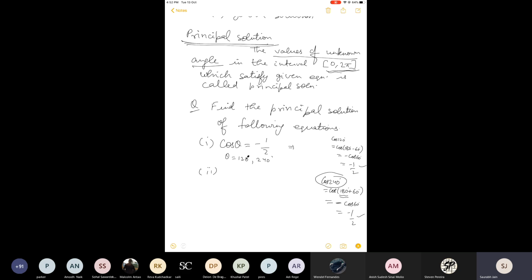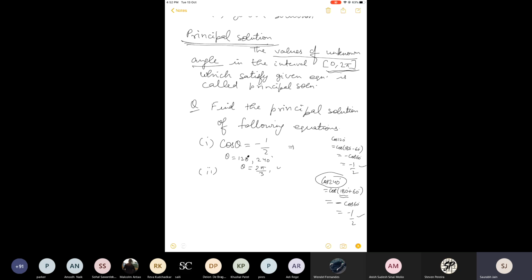So you can see that these are the two angles for which cos is minus half and their values lie in this interval. You won't find any angle in the first and fourth quadrant. Why? Because cos is positive there and here it is a negative value.